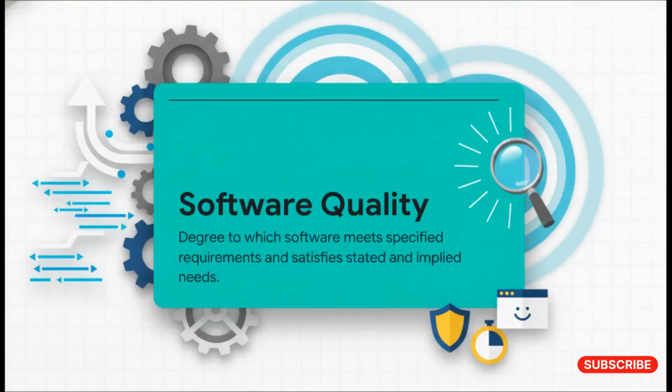And what happens when we mix software and quality? We arrive at software quality, which is defined as the degree to which a software product meets specified requirements and satisfies stated and implied needs. Now, I really want to draw your attention specifically to that very last part, implied needs.